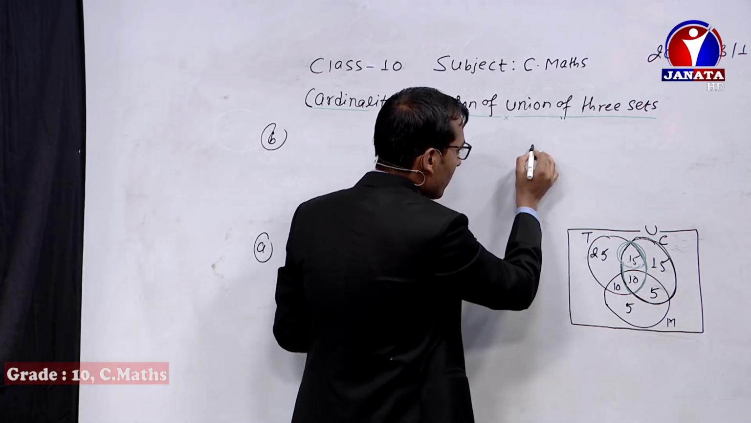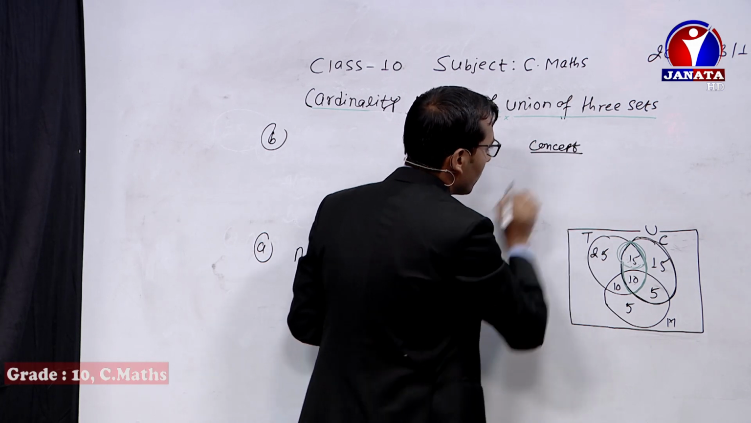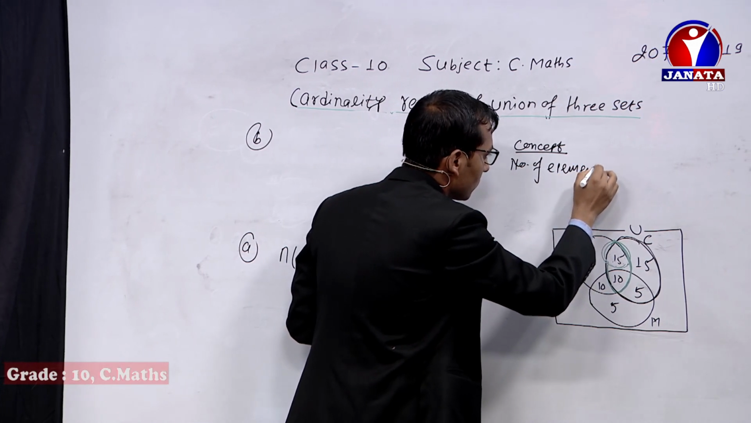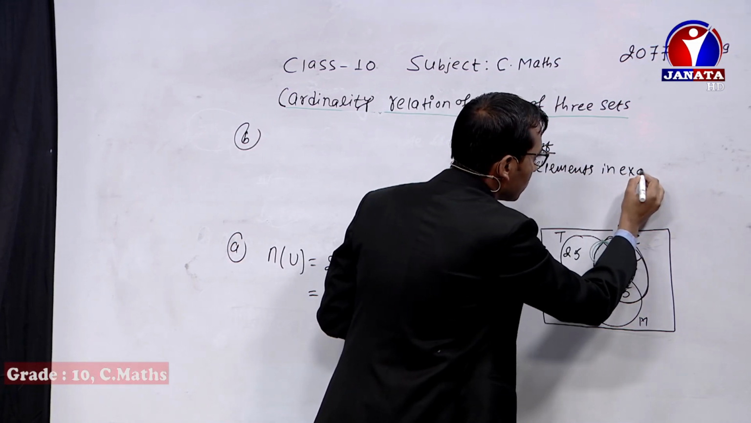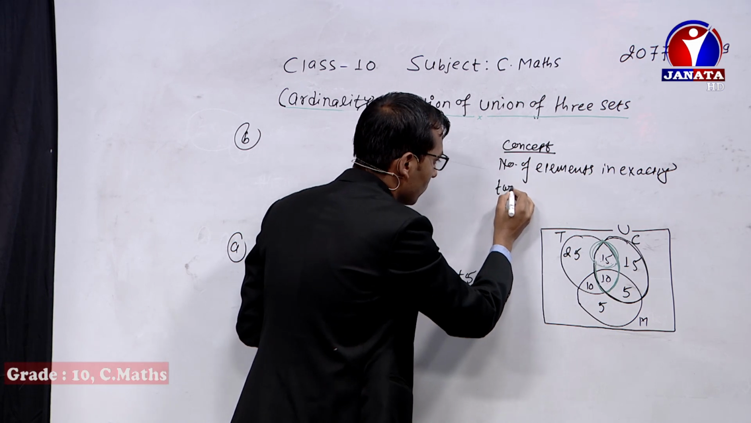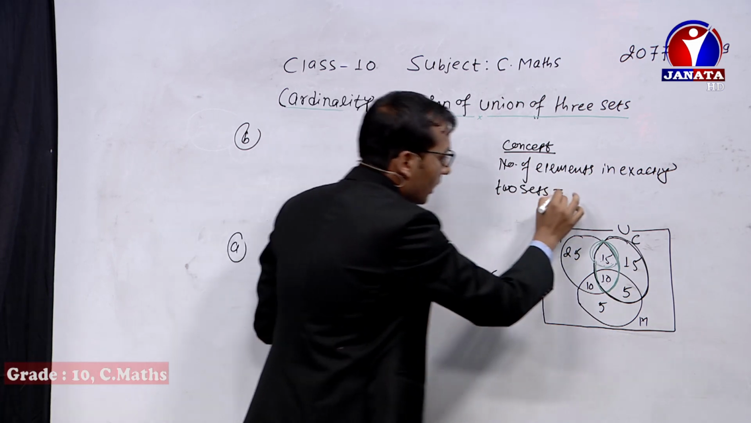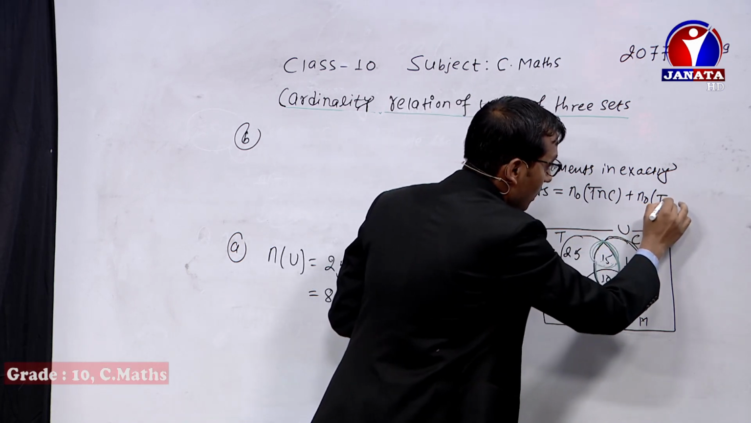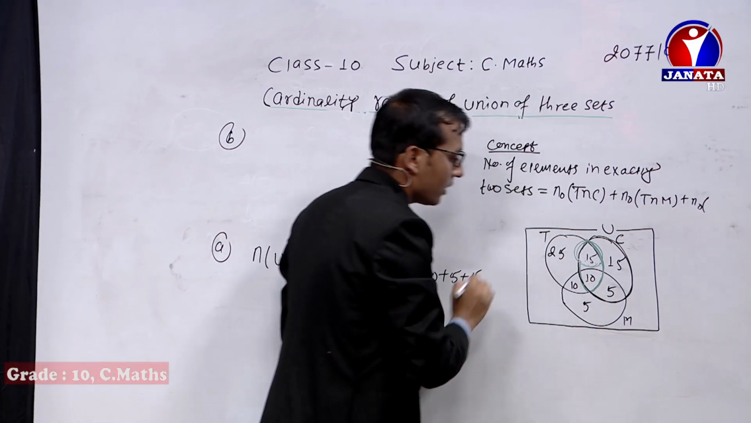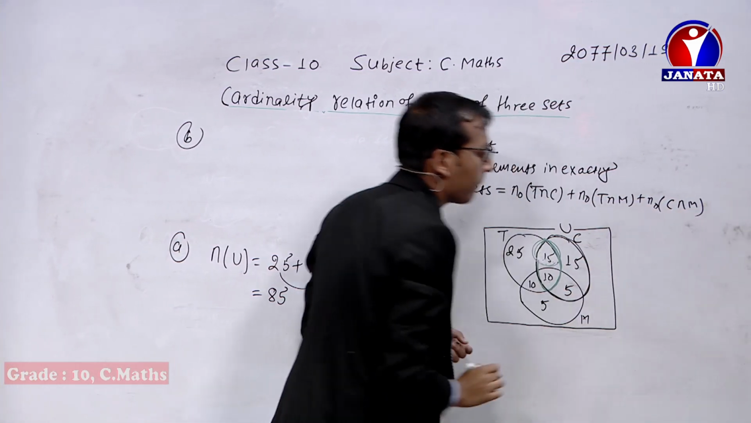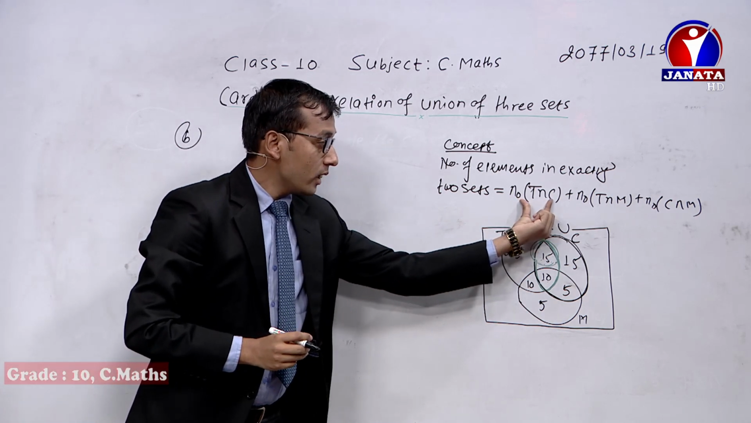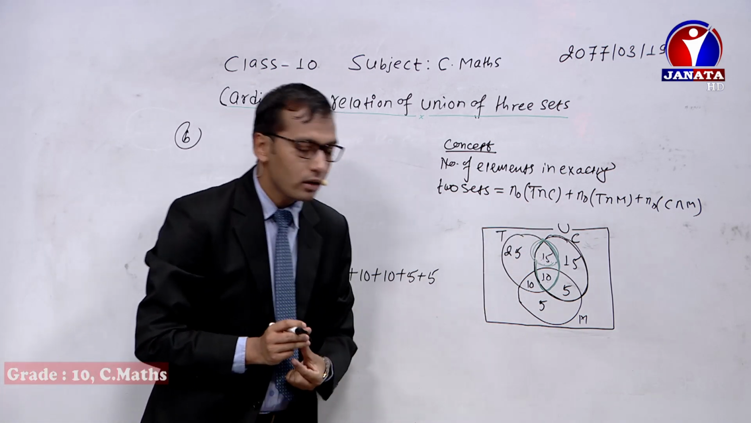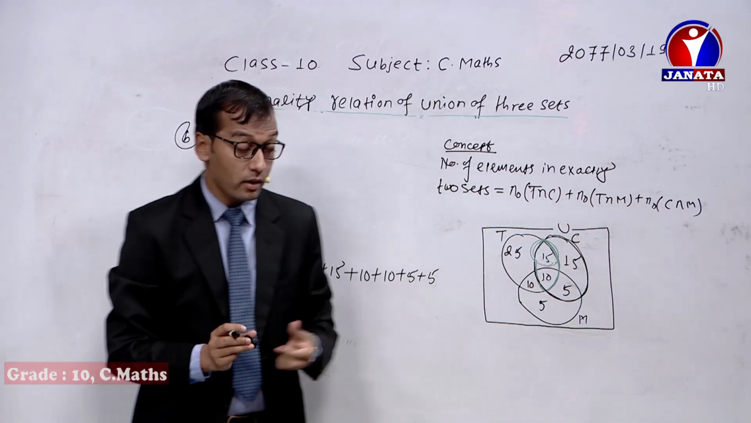Let me give you a concept. The number of elements in exactly 2 sets is only T intersection C plus only T intersection M plus only C intersection M. Only T intersection C means the number of elements which lie exactly in T and C. Similarly, there are 2 other different set notations.